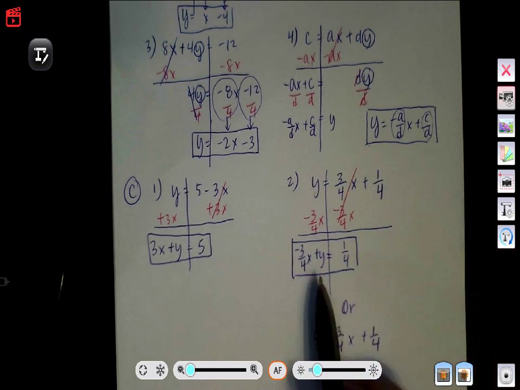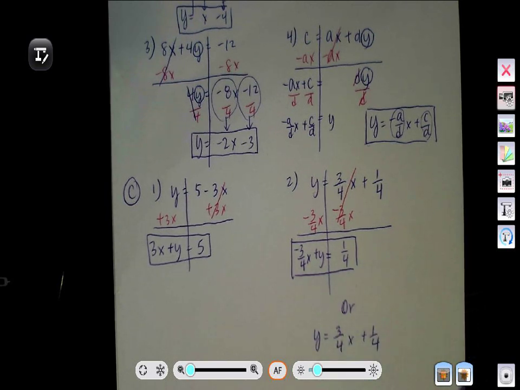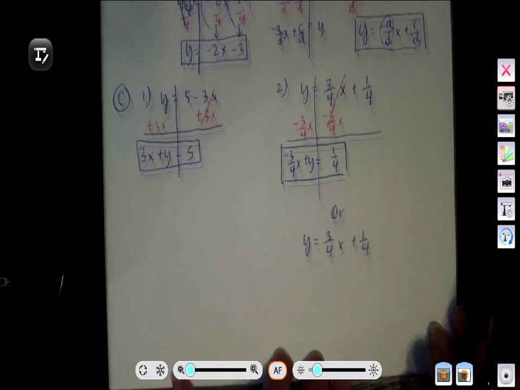Okay? If you look at the end result, the variables are on the left-hand side of the equation. The numbers are on the right-hand side of the equation. So this is in standard form.